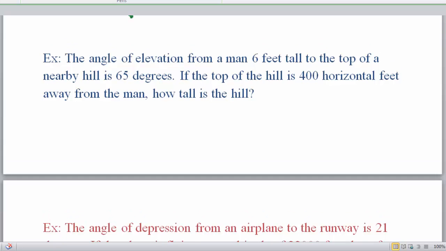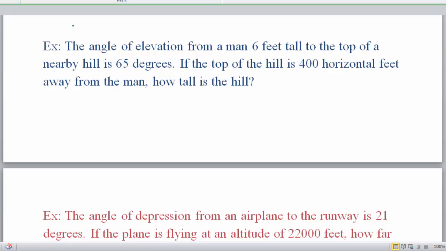First question here. The angle of elevation from a man 6 feet tall to the top of a nearby hill is 65 degrees. If the top of the hill is 400 horizontal feet away from the man, how tall is the hill? All right, so what's the scenario? You've got this man, 6 feet tall, and he's looking up, because it's an angle of elevation, so he's going up to the top of a hill at an angle of 65 degrees.